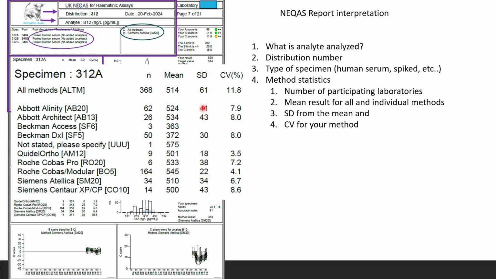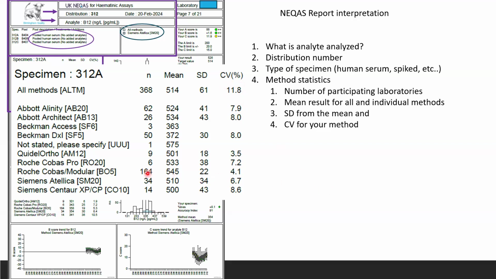On the other hand, coefficient of variation indicates the size of the standard deviation in relation to a mean. So it reflects the precision of the results. The higher the coefficient of variation, the greater the dispersion level around the mean is. So the lower is better. We are looking at the lower coefficient of variation. And for example, if not on this particular example, but in general, if our method coefficient of variation is higher than the ALTM coefficient of variation, then it means that our method is very imprecise.